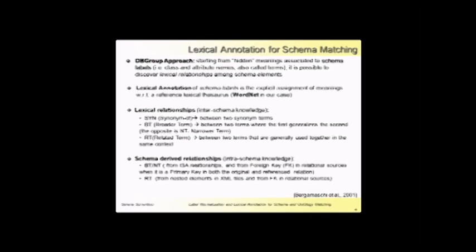Moreover, we can automatically extract relationships derived from the structure of the schema. In particular, for example, we can extract BT and the opposite NT relationships from ISA relationships in ontologies, and RT relationships from nested elements, for example, in XML files.